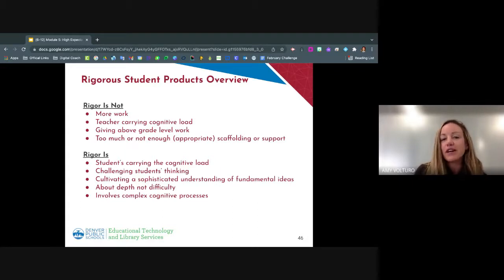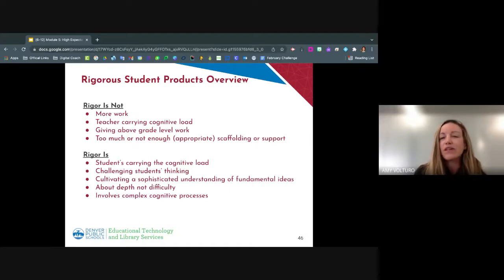Giving above grade level work is also not rigor, which I think tends to happen in a lot of classrooms with some of the learners who are performing at a higher level, and it's just easy to give them higher grade level work without maybe giving them more thought out tasks that are going to engage them in some critical thinking. Or too much or not enough scaffolding. So that goes both ways. Too much scaffolding could make something less rigorous, but not enough could also do the same. So those are examples of what rigor is not.